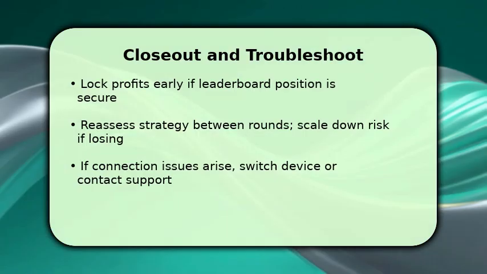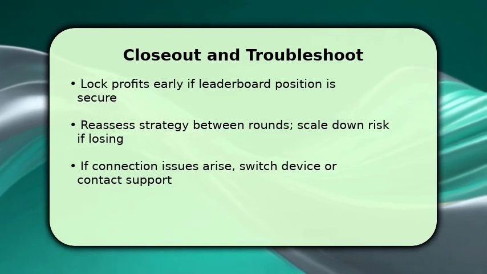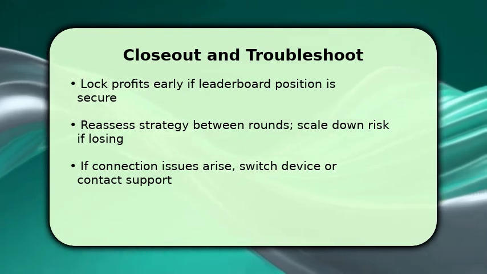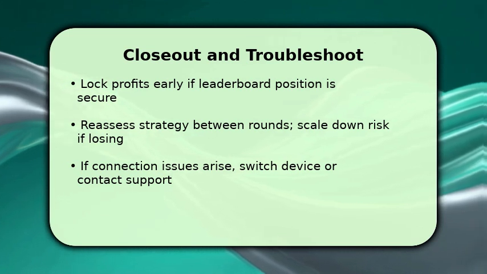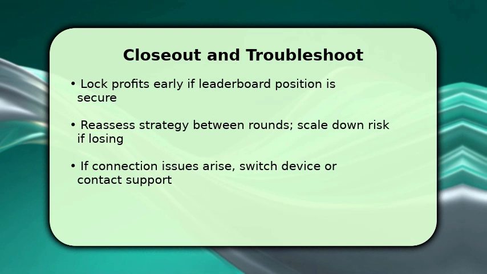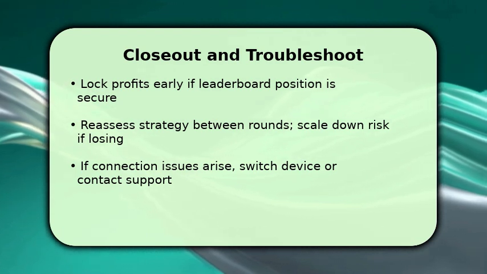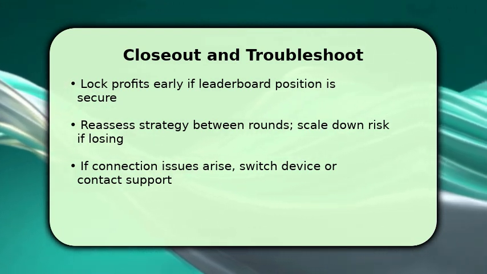You finish by managing endgame risk. Lock profits when your leaderboard rank is safe and avoid reckless escalation. Once a round ends, review performance and tweak entry rules or asset choices before the next game. Scale down risk after consecutive losses.